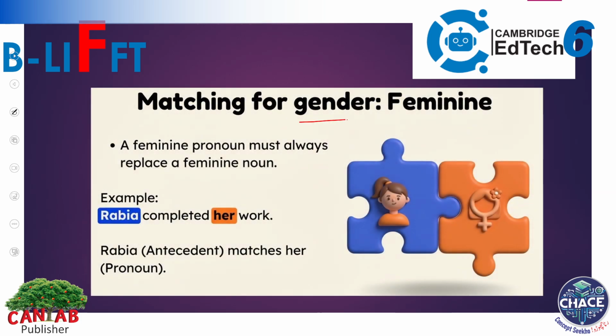Matching for gender. First we have gender pronoun antecedent agreement. A feminine pronoun must always replace a feminine noun. For example, Rabia completed her work. Here the word her is feminine and Rabia is also female. So that's why it must agree with it.